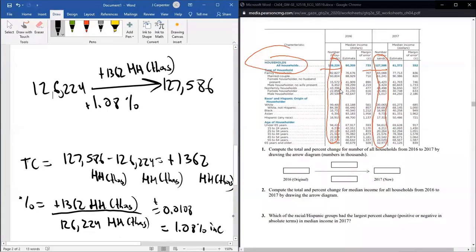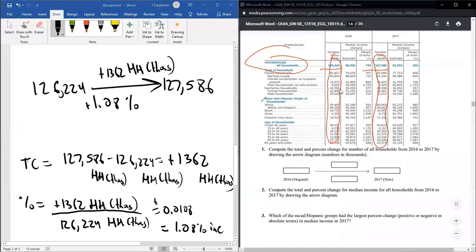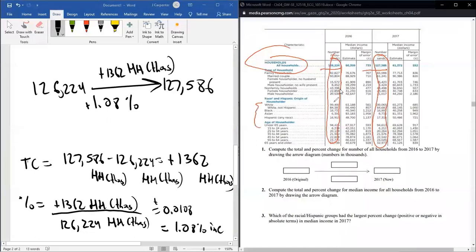So again, there's the answers for that third one that you can try out on your own, which I highly encourage you to do. It would be excellent practice. You are simply just looking at these categories. So for the white category, you'd be doing this number versus this number, et cetera, et cetera.